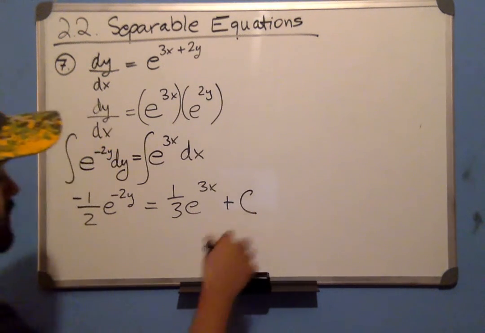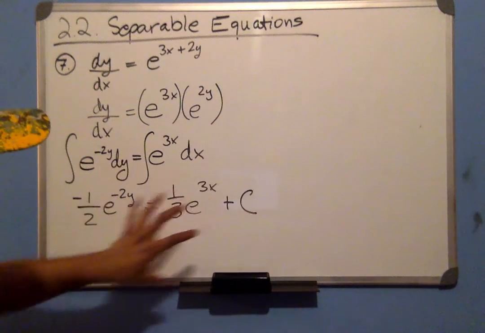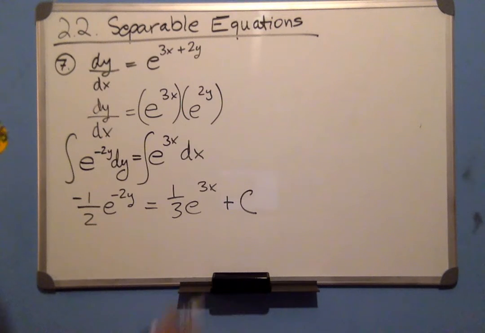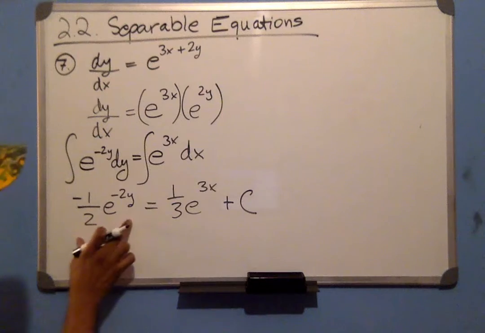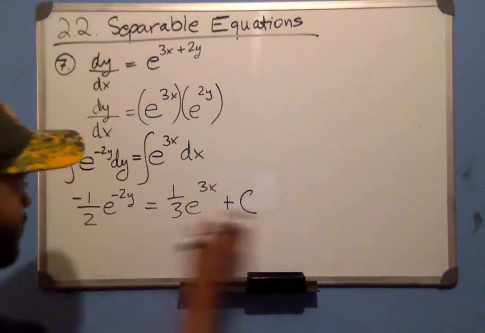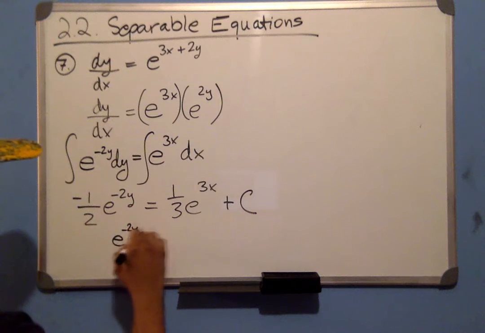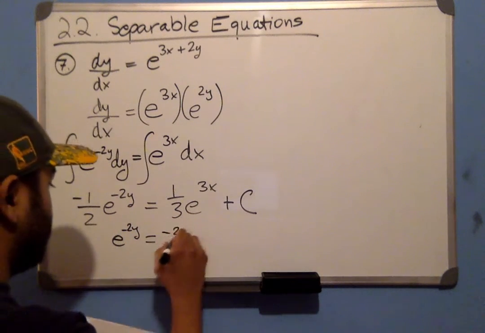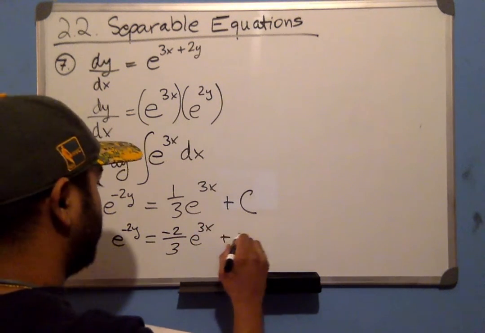Now this constant is some term. You could put it either with the y's or with the x's. I like to leave it with the x because naturally we've been taught to always isolate y. And then from here, what I can do is remove this negative 1/2 that's being multiplied to this function of y and write the entire equation like the following. So I could say e to the negative 2y is equal to, by dividing by negative 1/2, negative 2 over 3 e to the 3x, plus c.